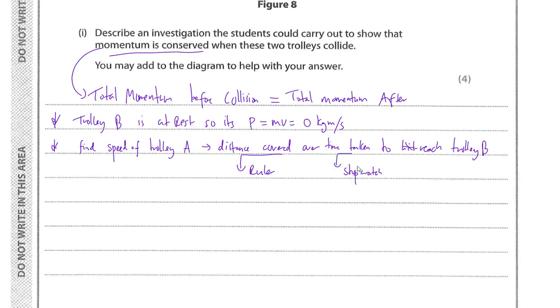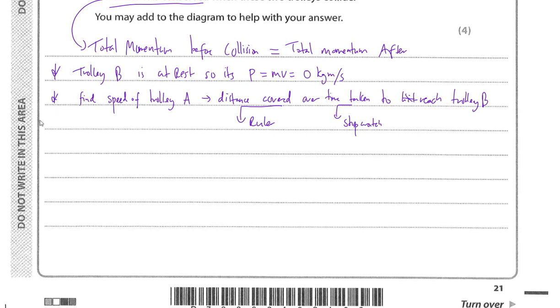Now you can use a light gate if you want to do that. You can talk about light gates and so on. Then what we need to do is measure the mass. This one's straightforward because there's no mass there. So measure the mass of trolley A with a balance.